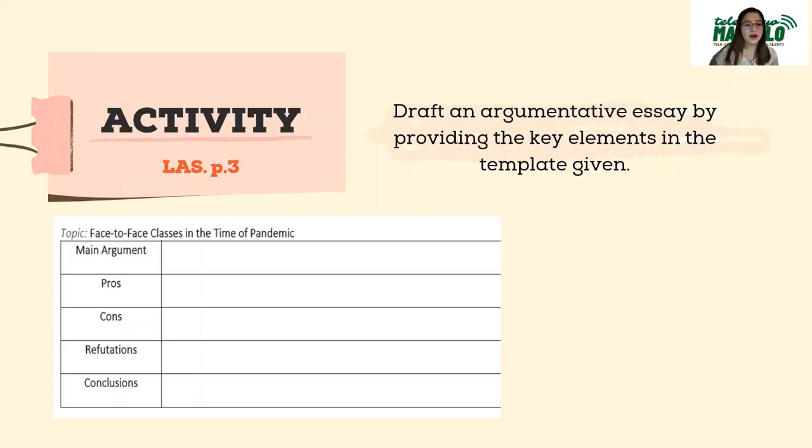As you can see, the topic is face-to-face classes in the time of pandemic. For the first part, you have to provide your main argument or your claim, followed by the pros or the supporting ideas. And then we also have the cons or the opposing ideas. And then you also have to provide refutations. And lastly is the conclusions. So don't forget to submit this on your grade 10 English t-shirts.